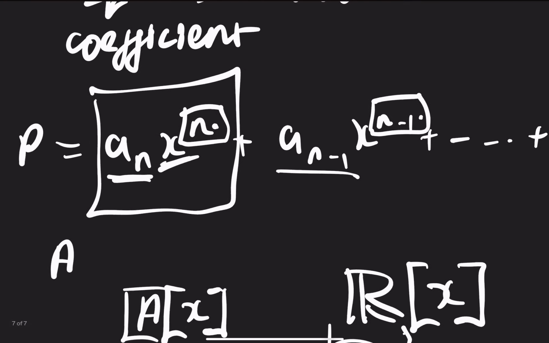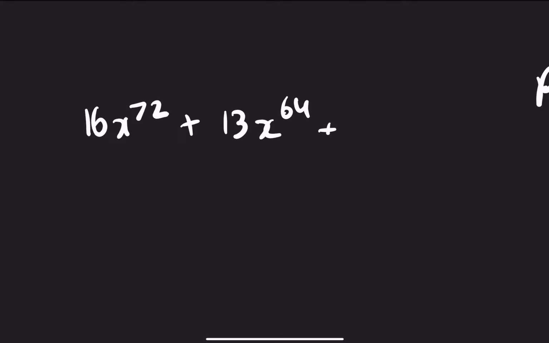So essentially, the degree of this polynomial is just n, because n is the largest power of x that there is. So, let's look at some examples. If we have 16x^72 plus 13x^64 plus 2x^8 plus 17, what's the degree of this polynomial?